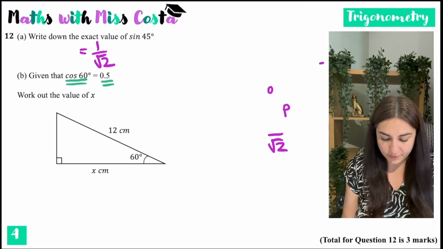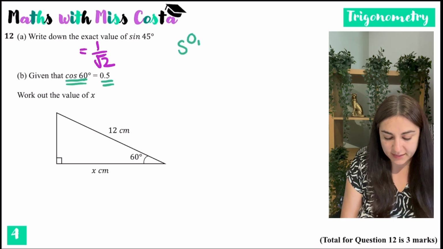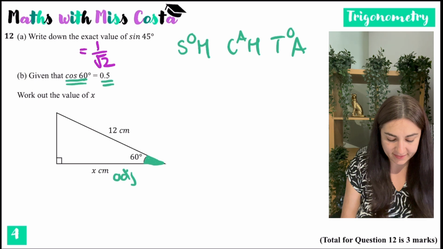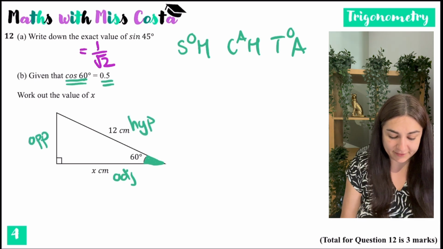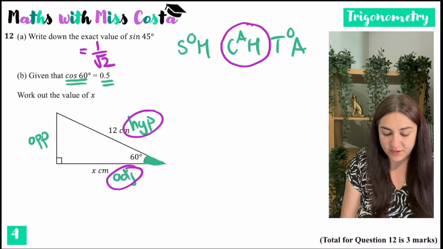So now I need to work out the value of x. So this is just a basic trigonometry question. So SOHCAHTOA. I'm going to label my triangle. So this is my given angle. I'm trying to work out x. This is the adjacent. That would be the hypotenuse, and this would be the opposite. So which two sides have I been given? I'm dealing with the hypotenuse and the adjacent, so I would use CA.